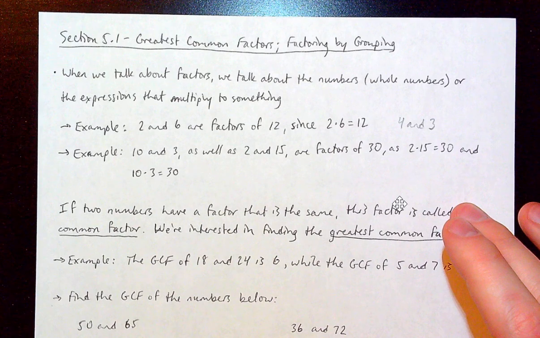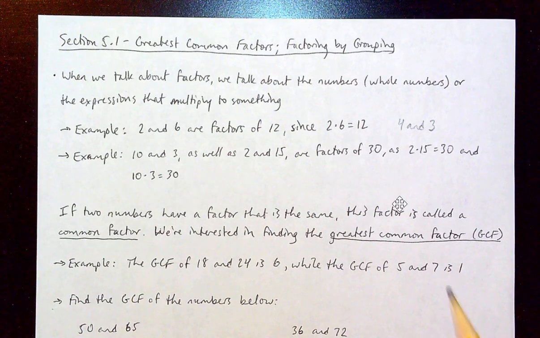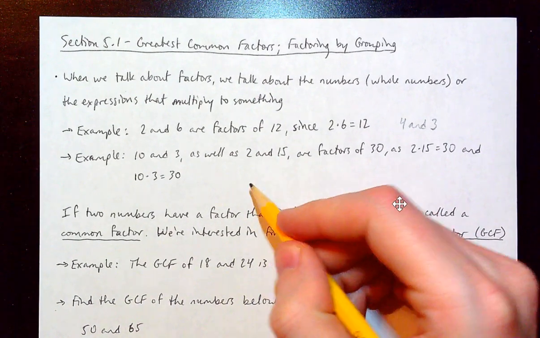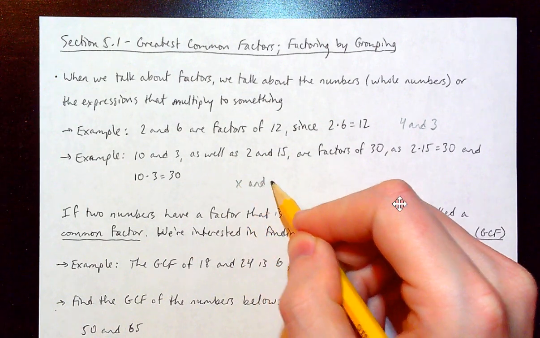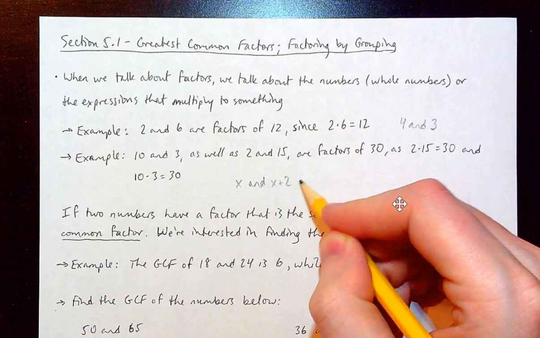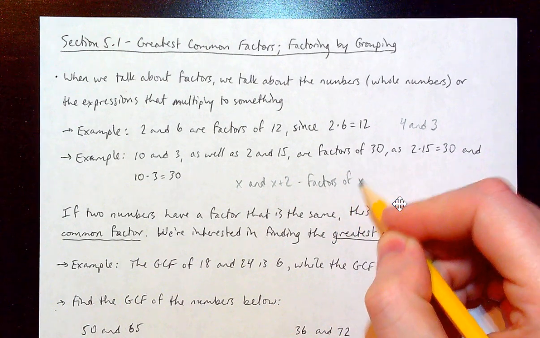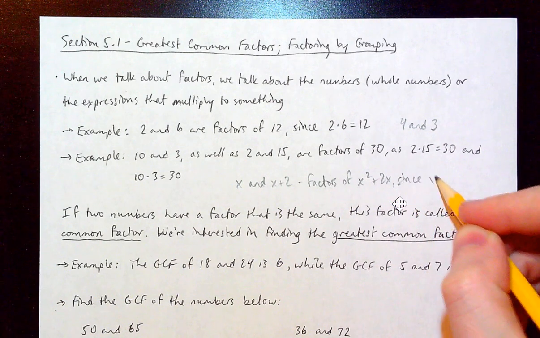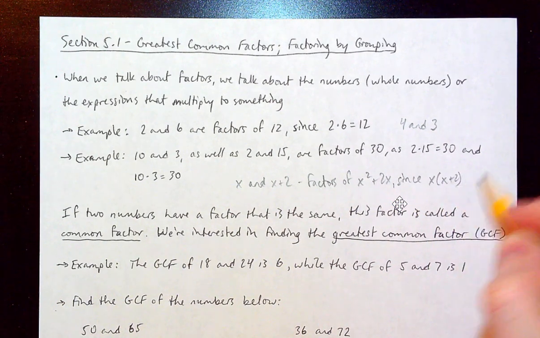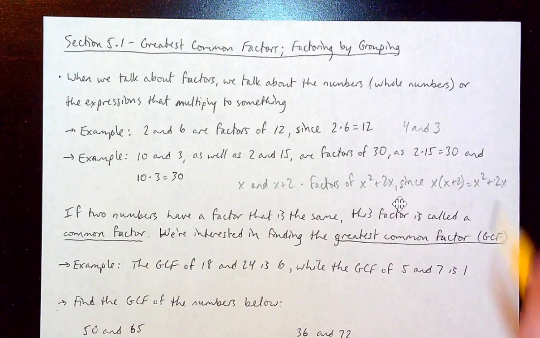Some examples of factors that don't involve just numbers, I should say, things that are involving variables, say, x and x plus 2 are factors of x squared plus 2x, since x times x plus 2 is equal to x squared plus 2x.